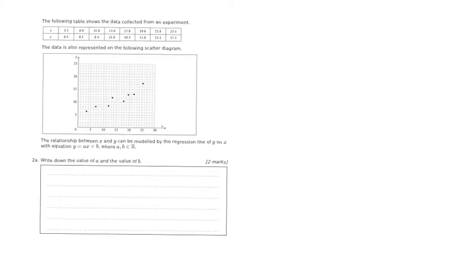Question 2. The following table shows data collected from an experiment. The data is also represented on the following scatter diagram. The relationship between x and y can be modelled by the regression line of y on x with equation y equals ax plus b, where a and b are any real number. 2a, write down the value of a and b. Again, do this using a GDC. Put your values into a spreadsheet and work out the regression line.